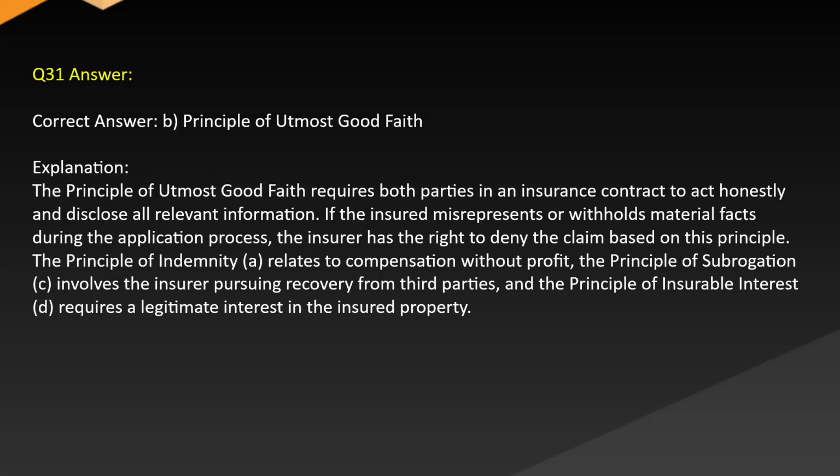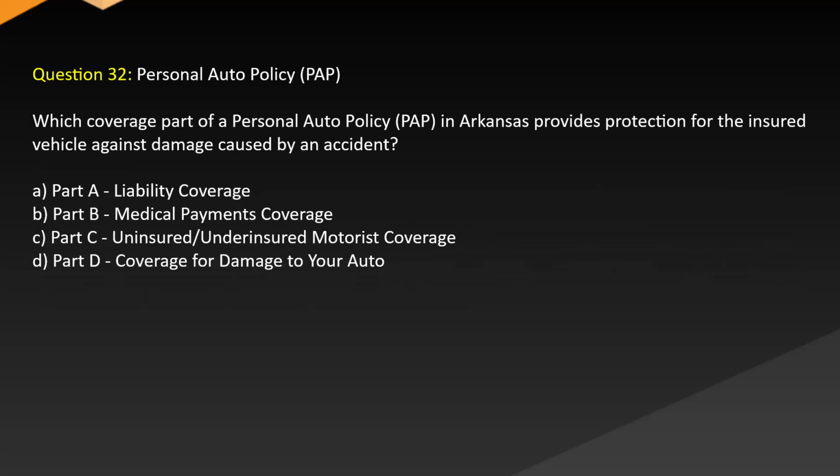Principle of utmost good faith. Explanation: the principle of utmost good faith requires both parties in an insurance contract to act honestly and disclose all relevant information. If the insured misrepresents or withholds material facts during the application process, the insurer has the right to deny the claim based on this principle. The principle of indemnity, A, relates to compensation without profit. The principle of subrogation, C, involves the insurer pursuing recovery from third parties, and the principle of insurable interest, D, requires a legitimate interest in the insured property. Question 32.